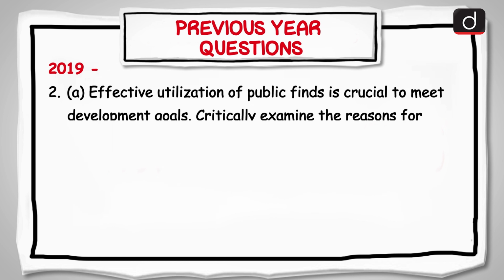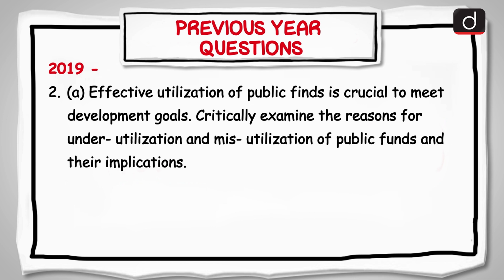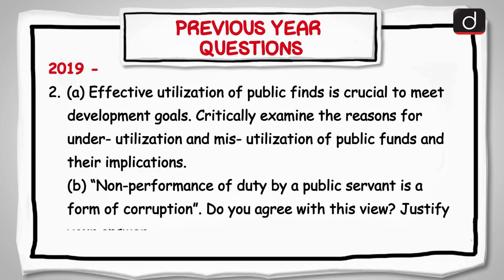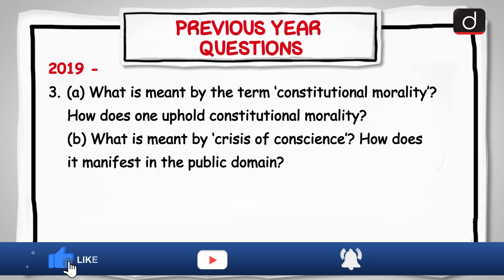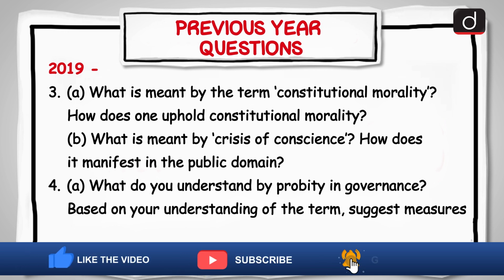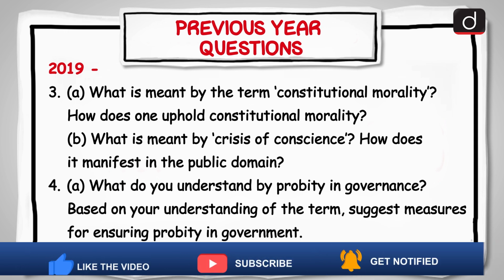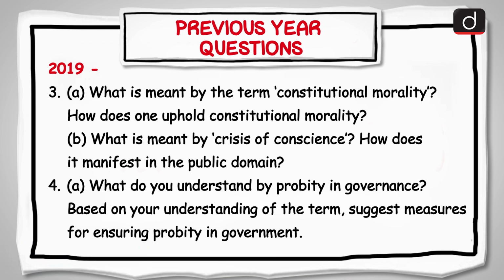Non-performance of duty by a public servant is a form of corruption. Do you agree with this view? Justify your answer. What is meant by the term constitutional morality? How does one uphold constitutional morality? What is meant by crisis of conscience? How does it manifest in the public domain? What do you understand by probity in governance? Based on your understanding of the term, suggest measures for ensuring probity in the government.